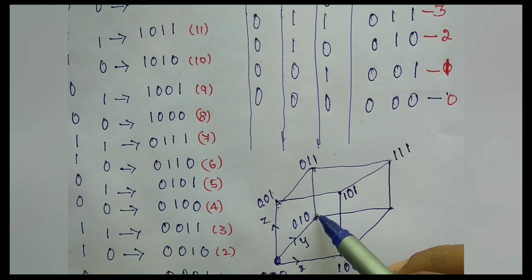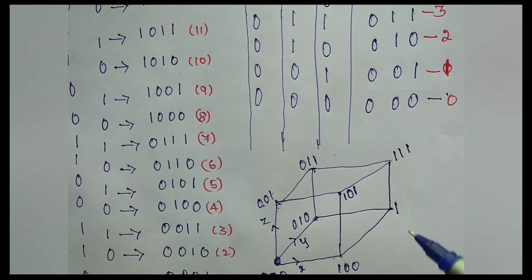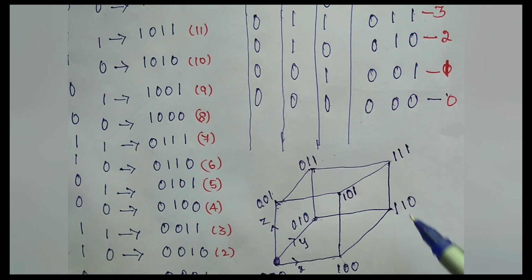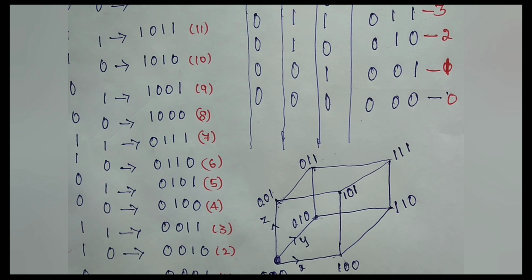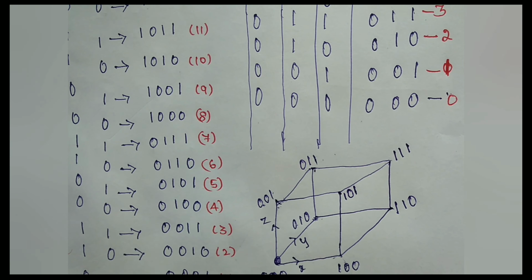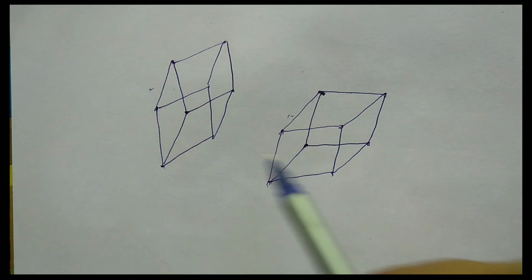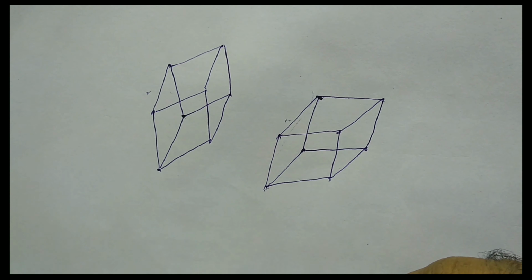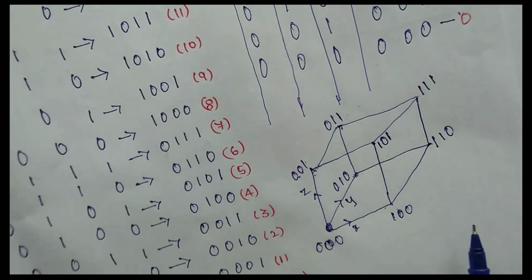Now you take these two. That is 1 plus 0 is equal to 1, 0 plus 1 is equal to 1, then 0 plus 0 is equal to 0. This is the cubic representation for 3 variables. For 4 variables, we have to draw 2 cubes. Then same as the first one.